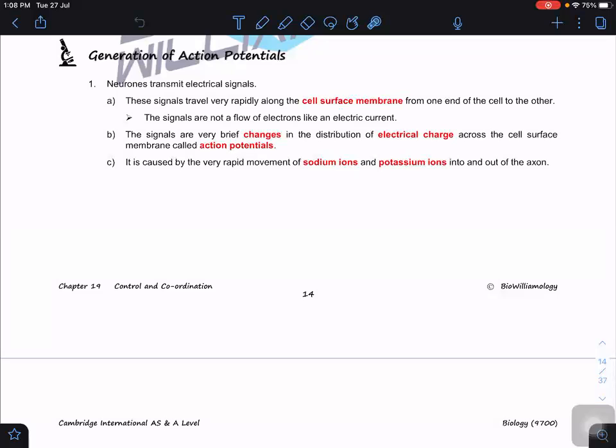Okay, so now let us start for today's lessons. I'll talk about the generation of action potential. Now, we do know that the function of neurons is to transmit the electrical signal, because the nervous system uses the electrical signaling pathway, as in contrast to the chemical signaling pathway, which uses the hormones.